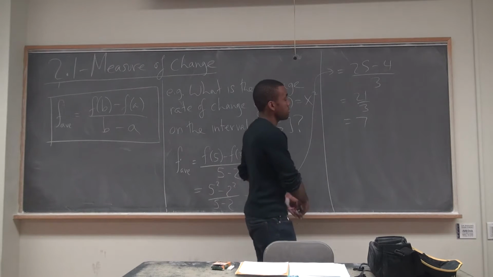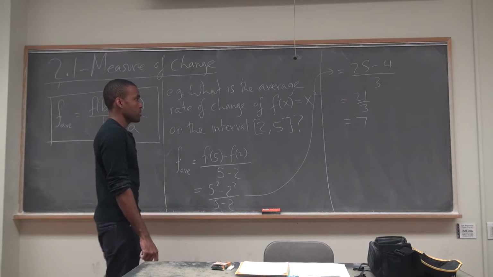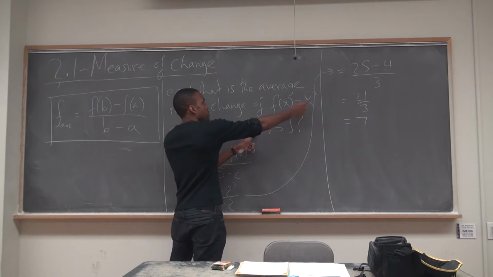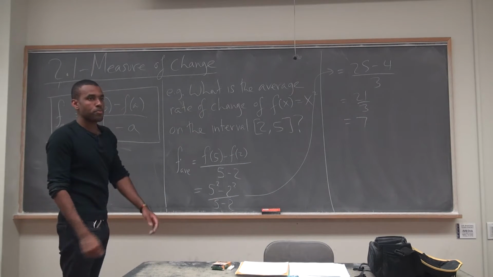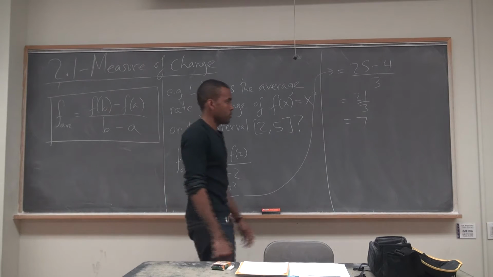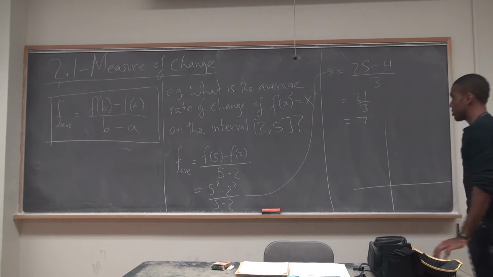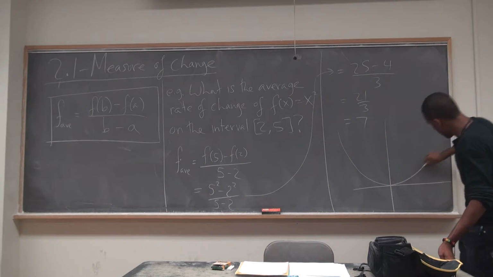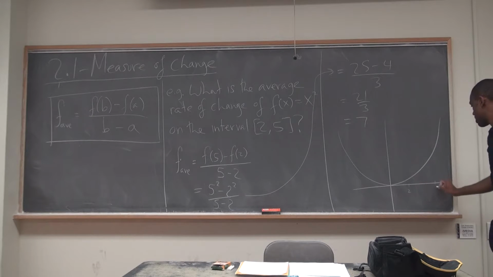But okay, so now we got 7. What exactly does that 7 tell us? It tells us that on average over this interval, the output values of x squared will change by 7. So we have y equals x squared. Here, this is 2. Here, this is 5.